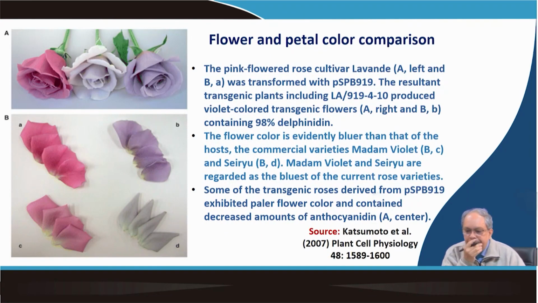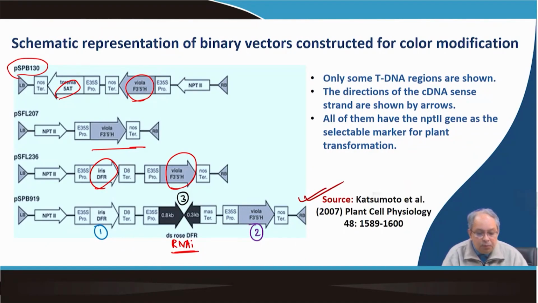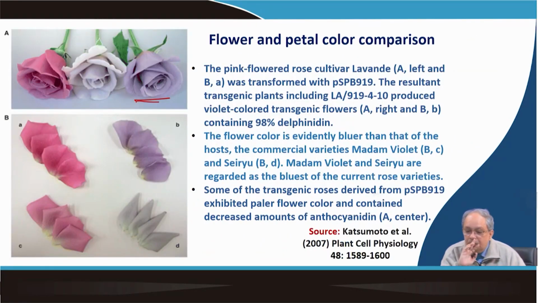With these best constructs, they have achieved a coloration like this, where 98% was delphinidin. The flower color is evidently bluer than that of the host commercial varieties of this rose, and this is regarded as the bluest of current rose varieties. So, you see this color.